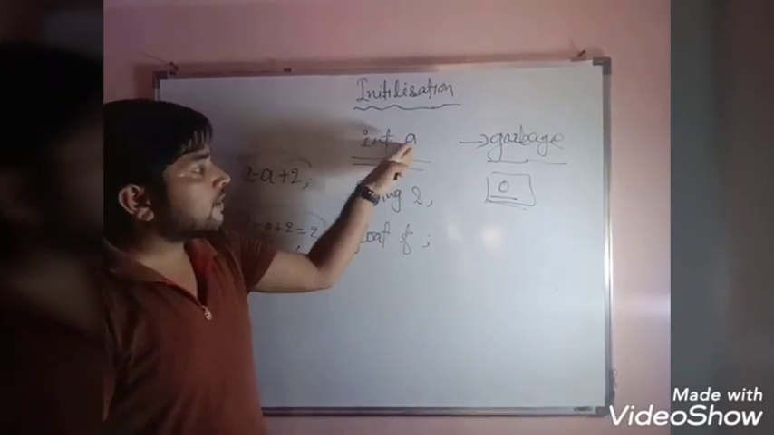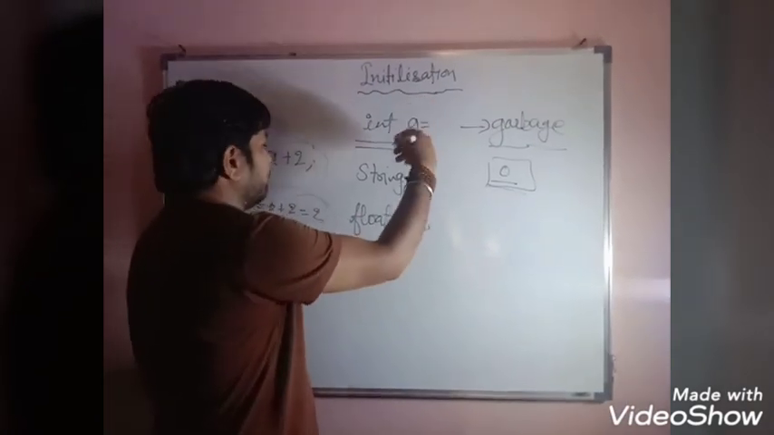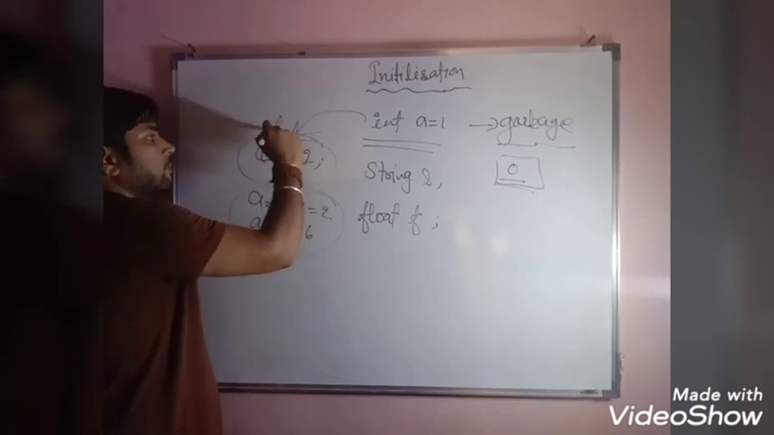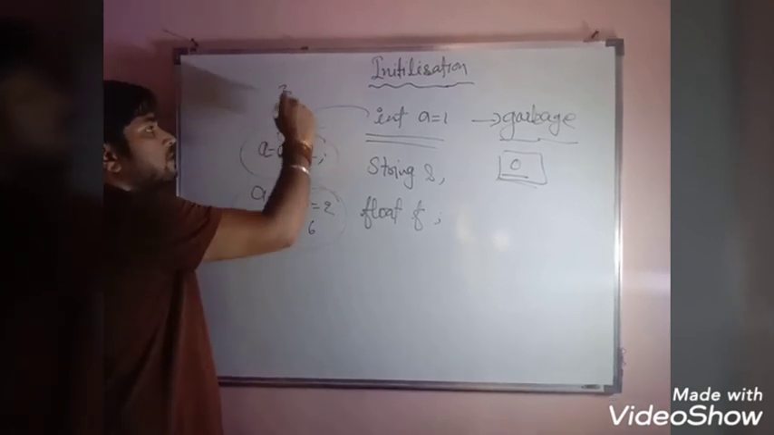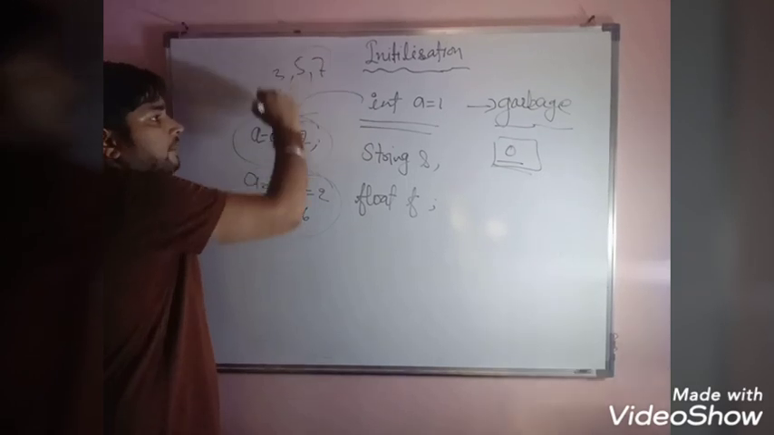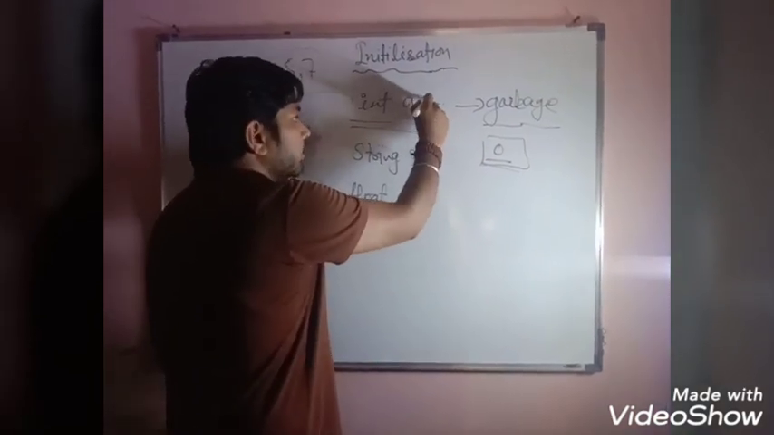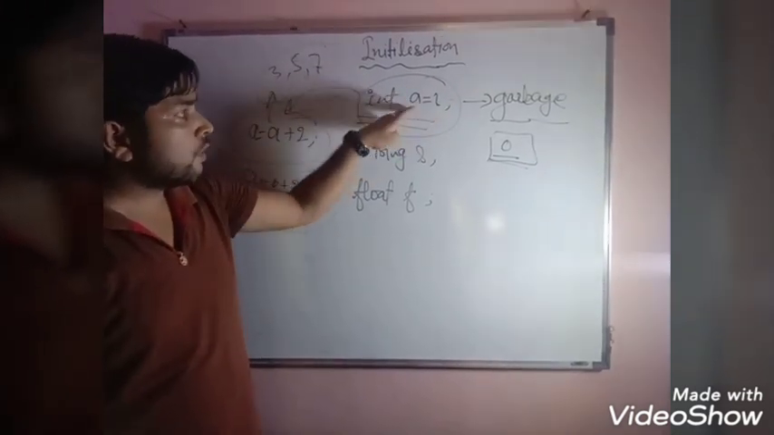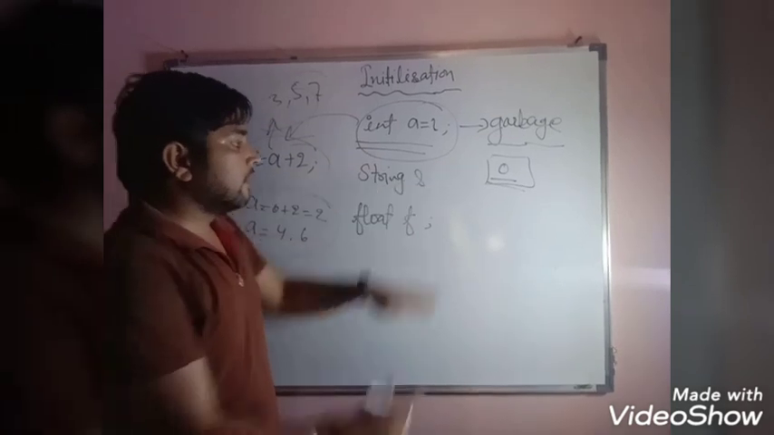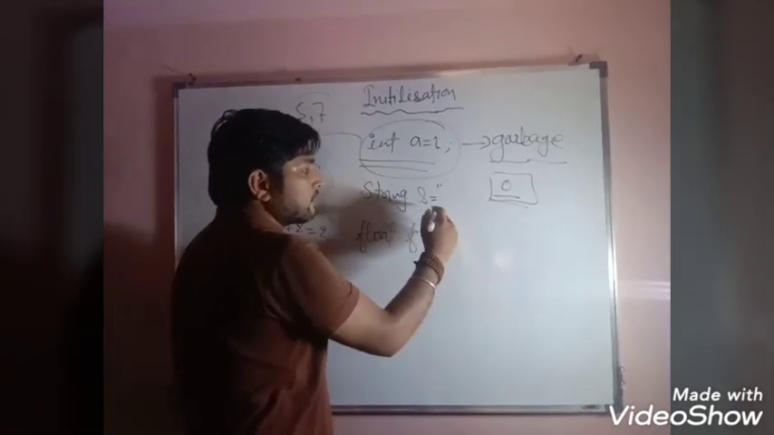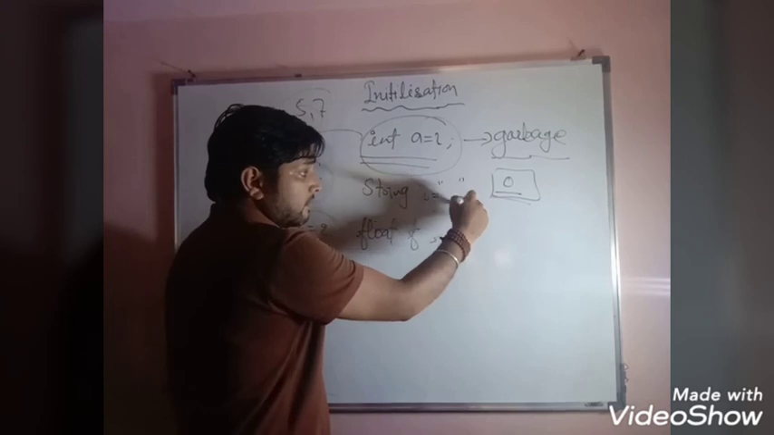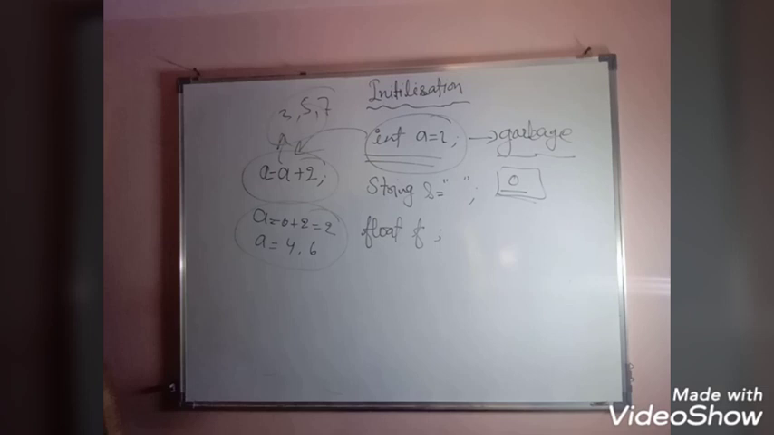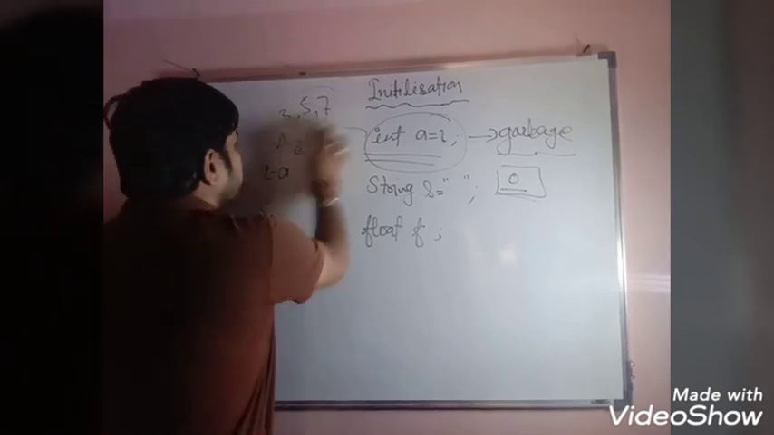So we have to give one starting value. If I am giving the value 1, then now the logic will be correct. 1 plus 2 is 3, 3 plus 2 is 5, 5 plus 2 is 7. So giving the starting value to a variable is called initialization. What is the initialization for the string s? Double quotes. So I will tell you some default initializations in Java programming.